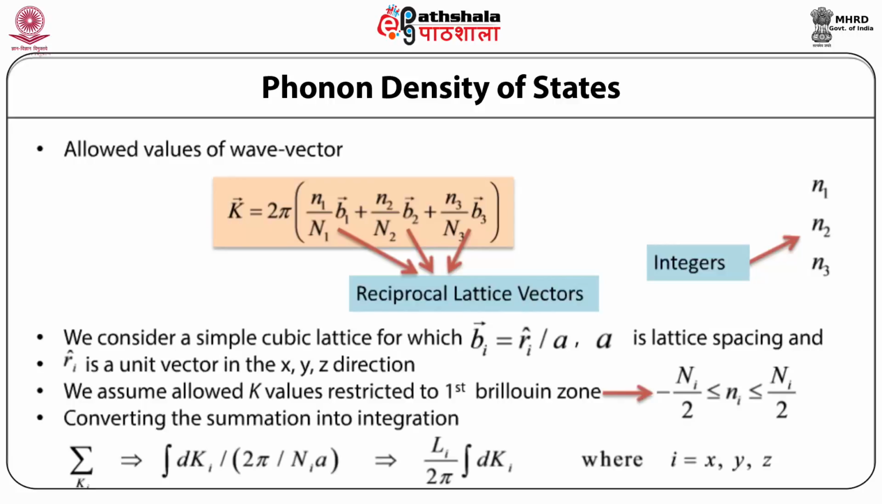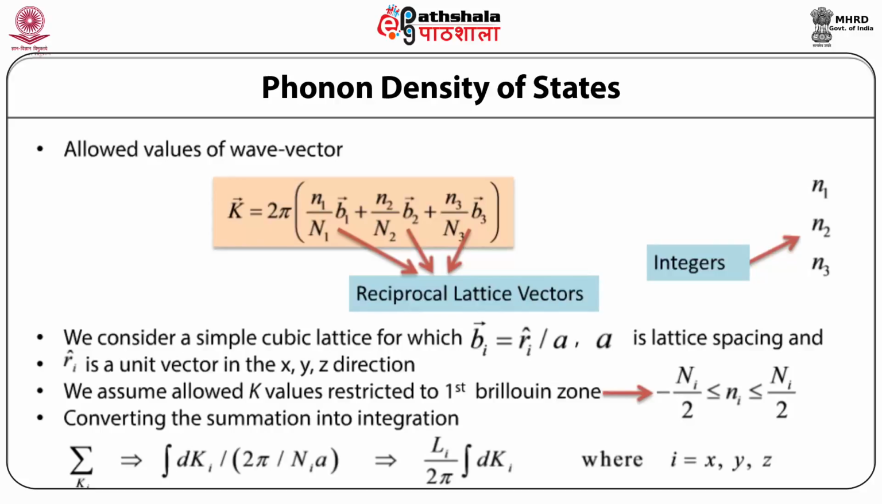Consider a simple cubic lattice for which the b_i vector is equal to r_i hat divided by a, where a is the lattice spacing and r_i hat is a unit vector in the x, y or z direction. That is, i will be equal to either x, y or z. The allowed values of k are restricted to the first Brillouin zone, which implies that these n_i's would lie between minus N_i by 2 and plus N_i by 2.